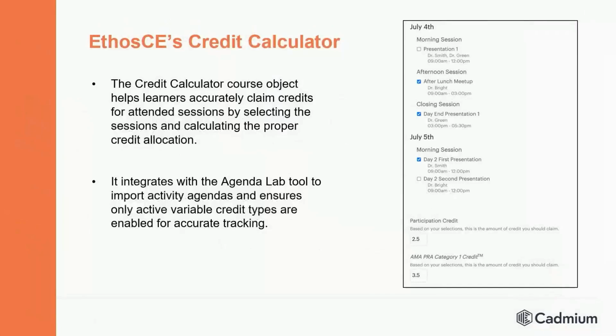So on that note, we're going to move on to basically the second half of the Agenda Lab coin here, which is the credit calculator. The credit calculator is a course object that helps learners to accurately claim credits for any sessions that they attended. It integrates with the Agenda Lab tool to import those agendas, and then the learners will be able to select in the course which sessions they attended, and it'll automatically calculate and award the correct amount of credits for those sessions.